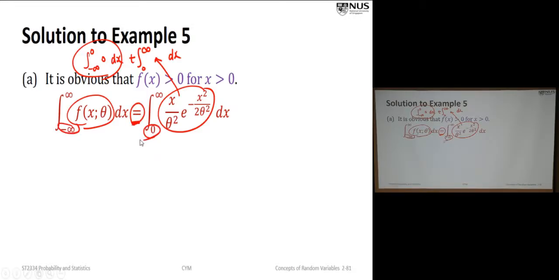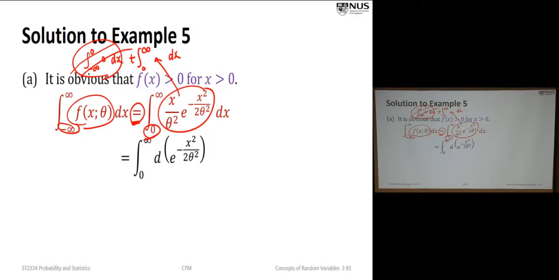I want you to understand why this one suddenly becomes 0. There's a reason behind it. When I do the integration, I partition it into two parts, because there are two forms of the PDF. One is 0. The other is x over theta squared times e to the power minus x squared over 2 theta squared. So this part gets rid of, and it's just remaining with one integration.